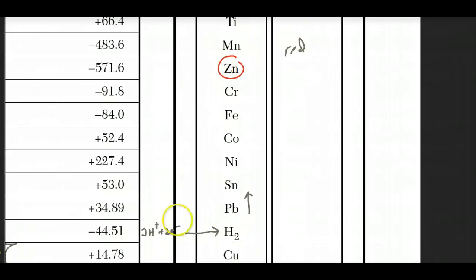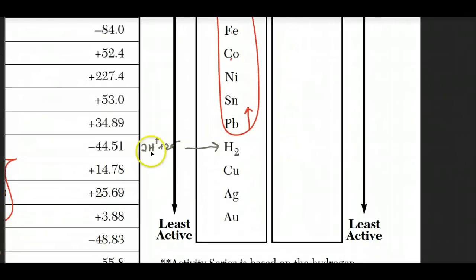It will reduce the H pluses. Chromium will, iron will, cobalt, and all these metals above the H pluses or the H2 will force H plus to get reduced. The one who oxidizes is above the one who reduces. However, if you put hydrochloric acid, that's where the H pluses come from, with copper, silver, or gold, these will not produce H2 because these are poor at oxidizing. So that's what does come up. You should know which metals with an H plus produce the hydrogen gas. And that's essentially the unit as a whole.